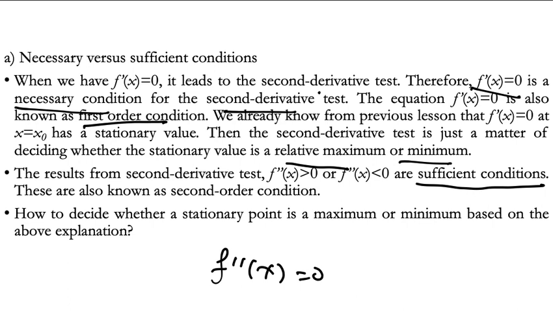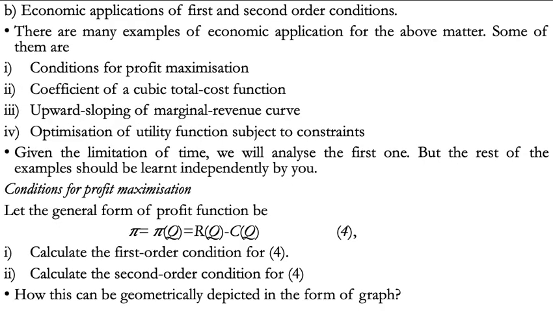Now, we want to move to the economic applications of first and second order conditions. And actually, there are many examples. For instance, conditions for profit maximization, coefficient of a cubic total cost function, upward sloping of marginal revenue curve, optimization of utility function that is subject to constraint. But we have limited time. So we want to look at the first one here, which is the condition for profit maximization.